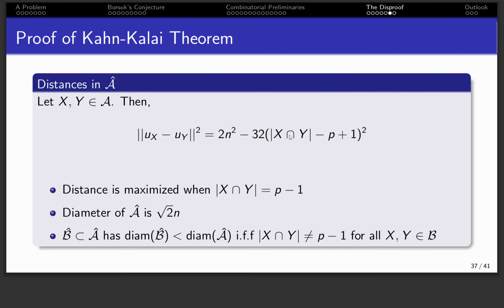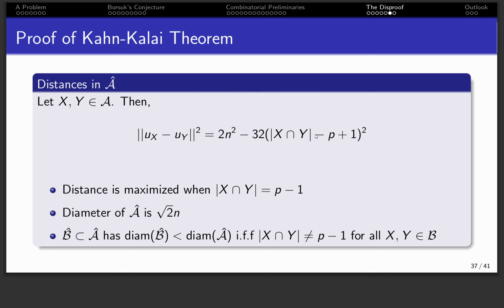We can plug this back into our distance squared here, and then we get that for any two sets in our family, the distance between their vectors in this A hat geometric object is, this distance squared, of course, 2n squared minus 32 times cardinality of x intersects y minus p plus 1, and this whole thing squared.